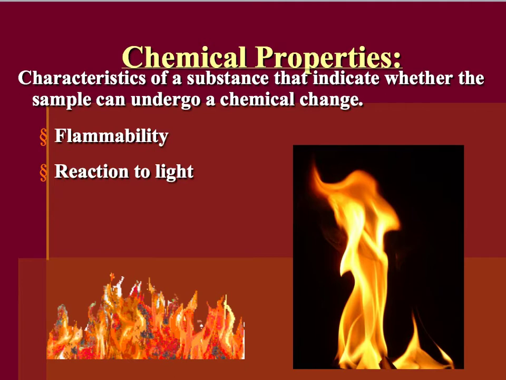Now that we've discussed what physical properties are, let's look at chemical properties. A chemical property is just a characteristic of your sample that indicates whether it can undergo a chemical change or not. Some examples of chemical properties would be flammability, which means will it burn, and also reaction to light.